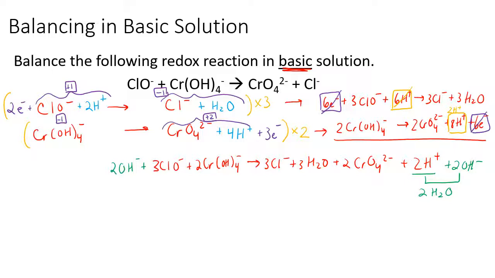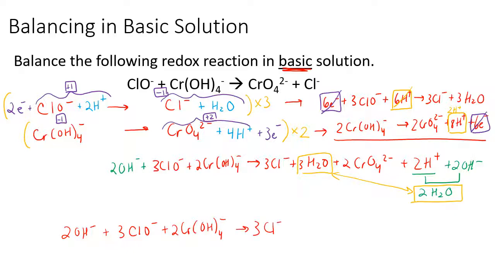Also notice we can combine like terms. We have 3H2O right here that we can combine on the right-hand side with our 2 waters that we just formed. That'll give us our final balanced equation in basic solution. We're going to have 2 OH minus plus 3 ClO minus plus 2 Cr(OH)4 with a -1 charge. On our product side, we'll have 3 chloride ions plus 5 H2O when we add together our 3 and our 2 waters, plus 2 CrO4 2 minus.